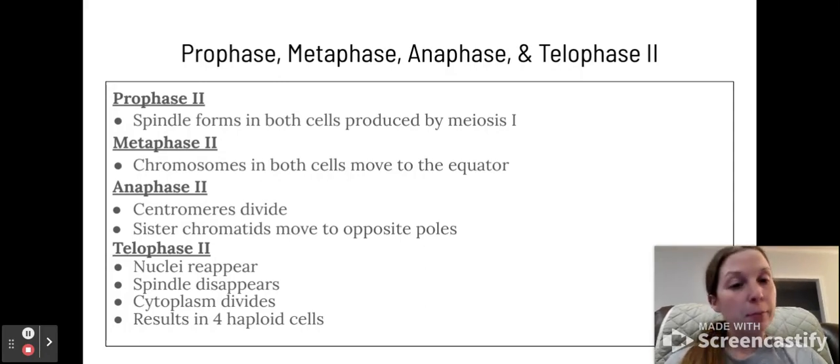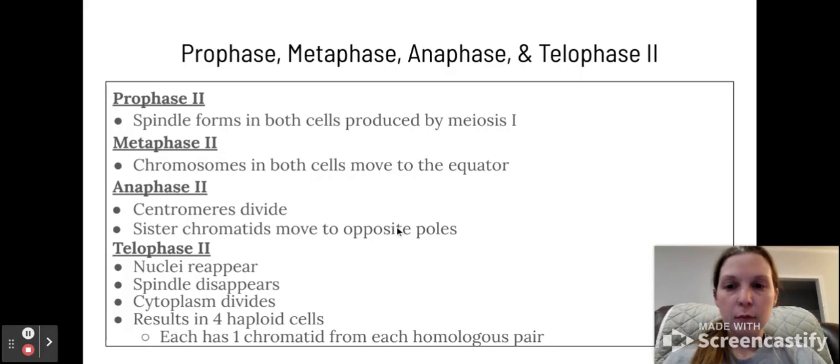So remember, a diploid has double the chromosomes. Haploid has half the chromosomes. And then remember that each has 1 chromatid of the homologous pair instead of the pair itself.